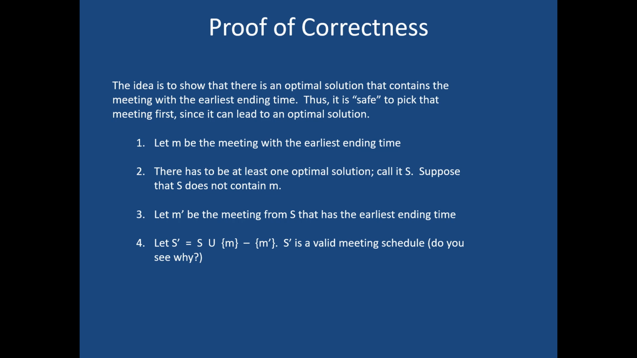Now you have a new optimal solution. It's optimal. How do we know it's optimal? We know it's a solution. How do you know S prime is an optimal solution? Well, S had some number of meetings, right? The most possible. S prime has the same number of meetings as S. So if S is optimal, S prime is optimal, because they contain the same number of meetings. So that's what this next point says.